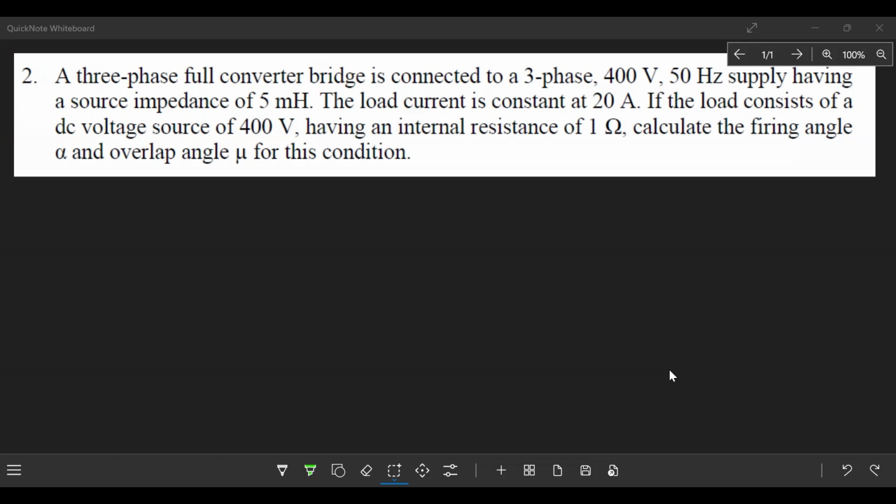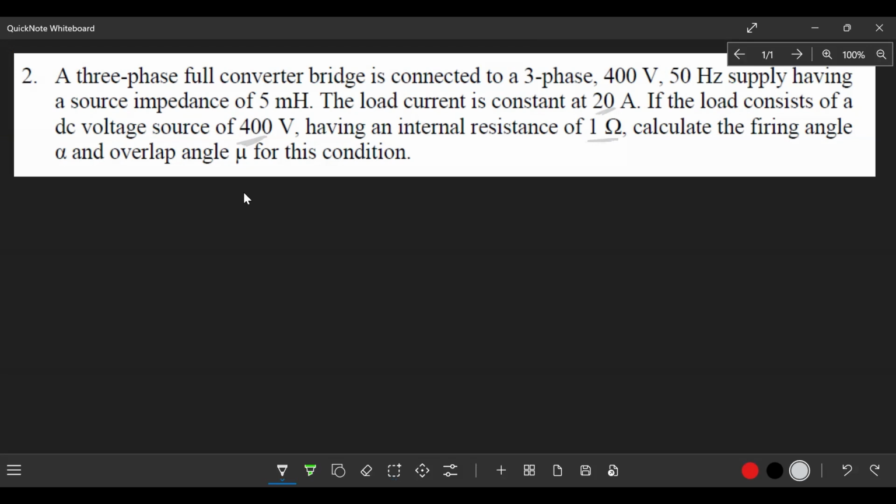So let's read the question first. The question says, a 3-phase full converter bridge is connected to a 3-phase 400 volt 50 Hz supply having a source impedance of, this should be source inductance, not impedance, they should have read source inductance, of 5 millihenry. The load current is constant at 20 amps, simply ID, the one which is constant. If the load consists of a DC voltage source of 400 volts, so this output voltage, 400 volts, having an internal resistance of 1 ohm.